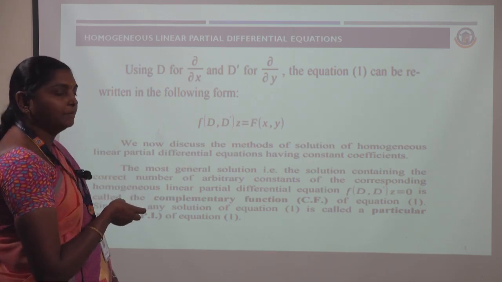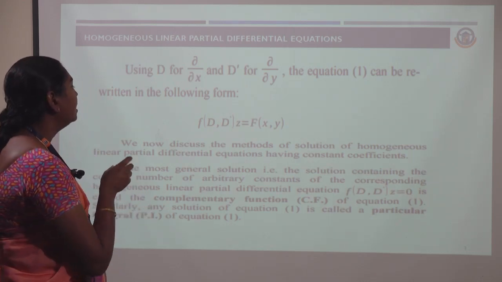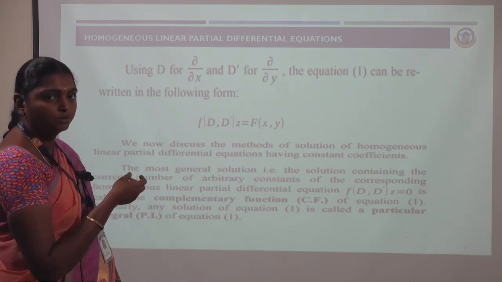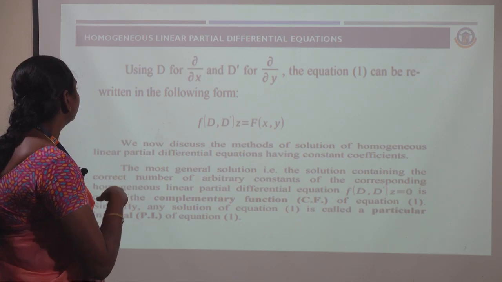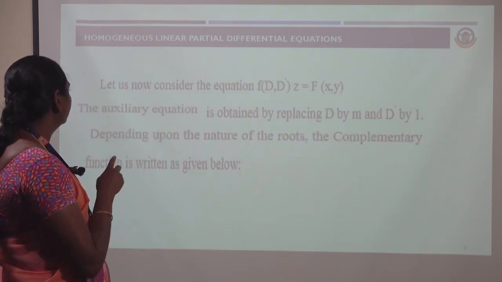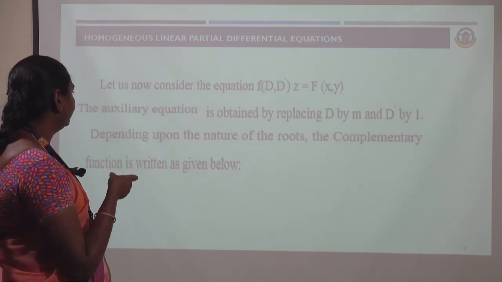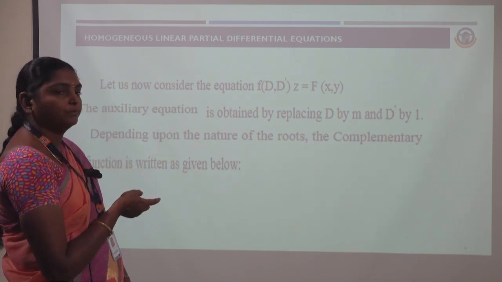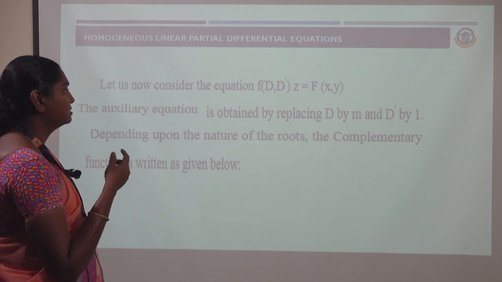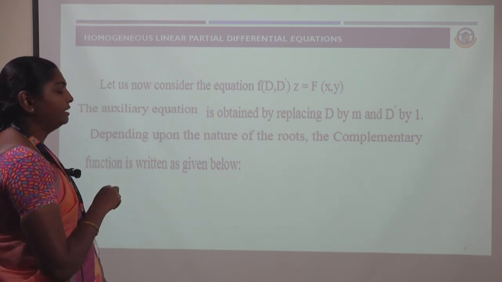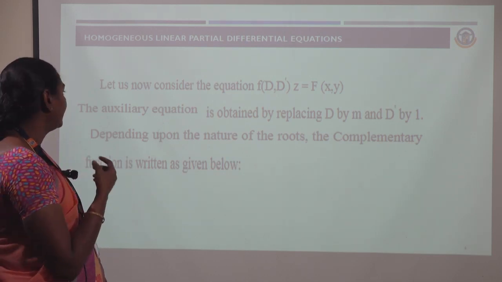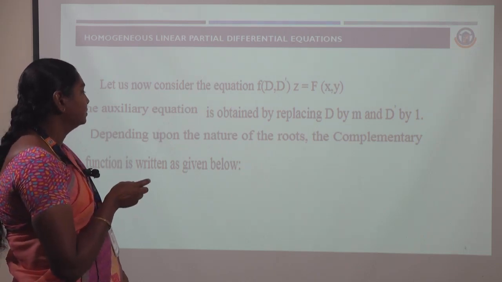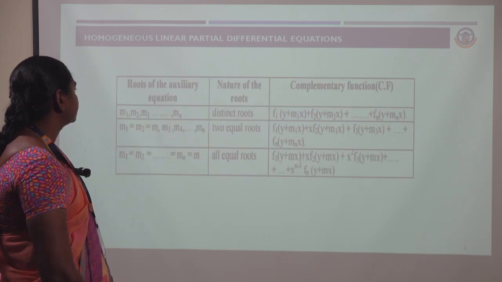For finding the complementary function, we must use the equation f of D comma D dash into z equal to 0. Then we can write the equation as the auxiliary equation. Instead of D, we substitute m and D dash as 1. Then we can find the roots. Using the nature of the roots, we have cases.